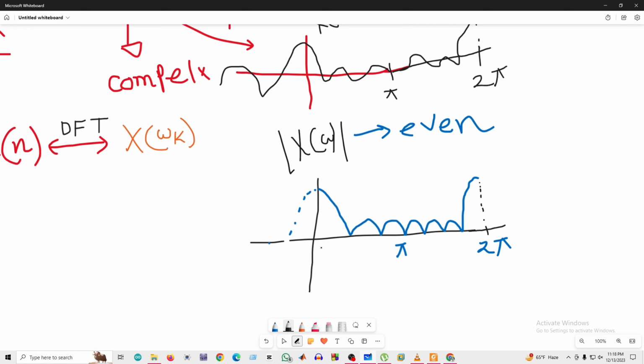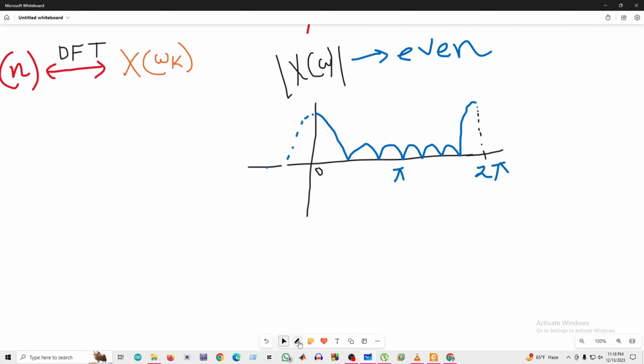Let me consider here the X of k. The X of k is where you sample the frequency. If you do the sampling in the frequency domain, you sample the signal in terms of some values of capital N. If the value of capital N is higher, then you will get the best resolution, right?